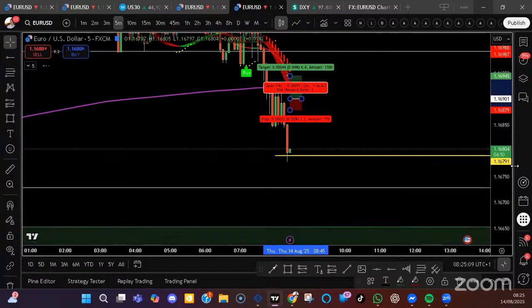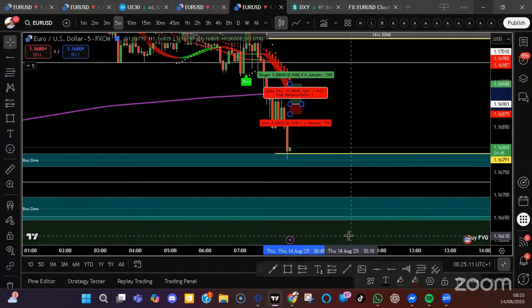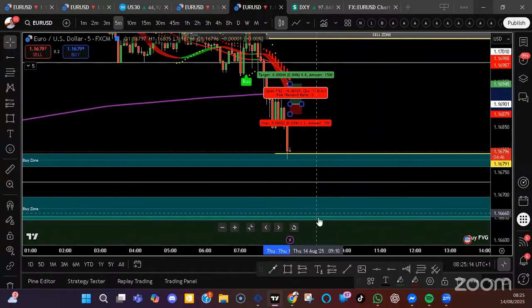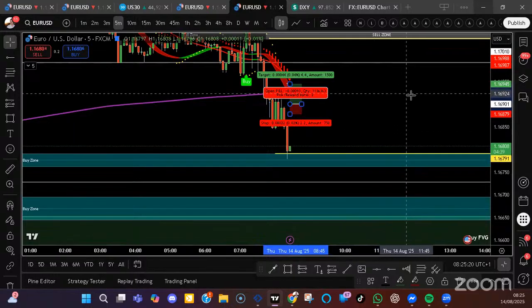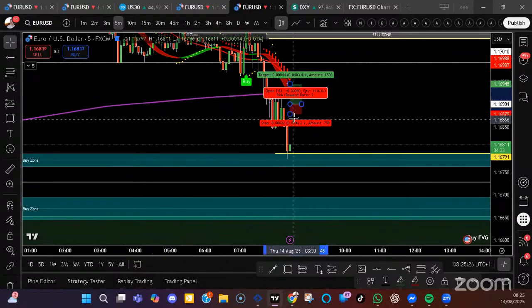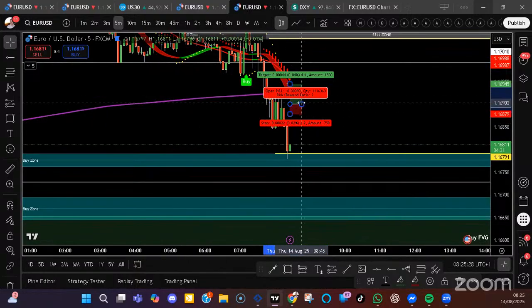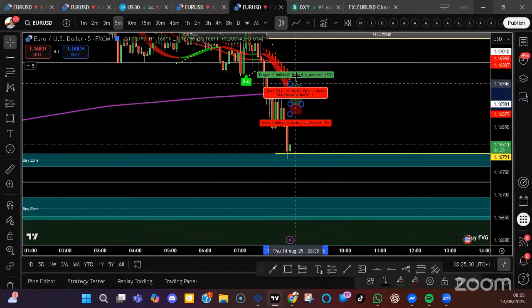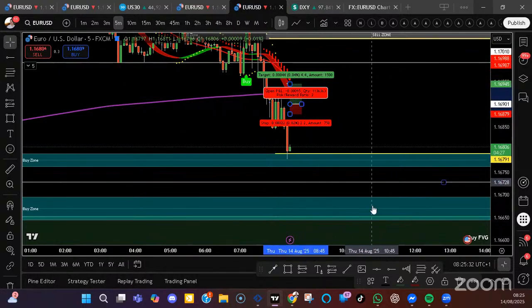Like I say, we've got that imbalance area. Will price want to tap into that and get into this buy zone before carrying on up? Maybe. Or will it have a retrace? A buy alert will appear and then retrace and then come back down again?